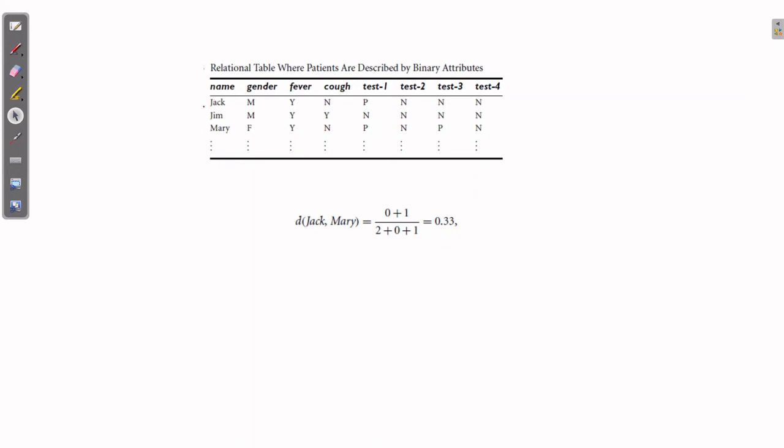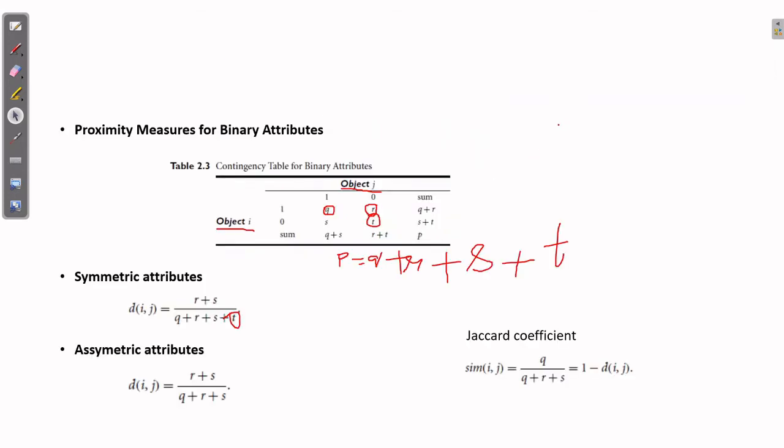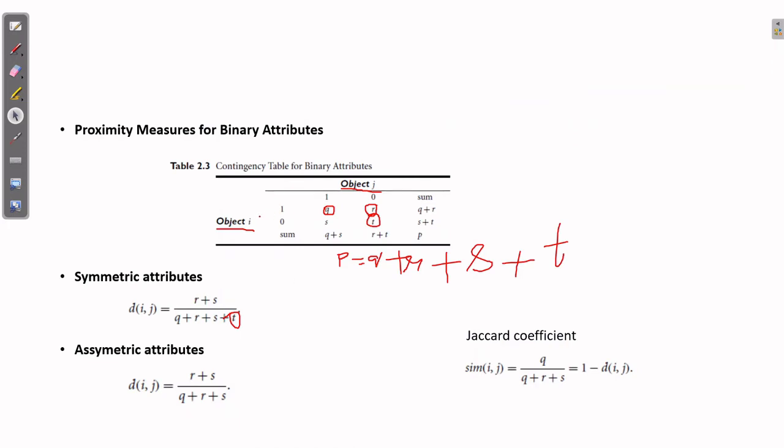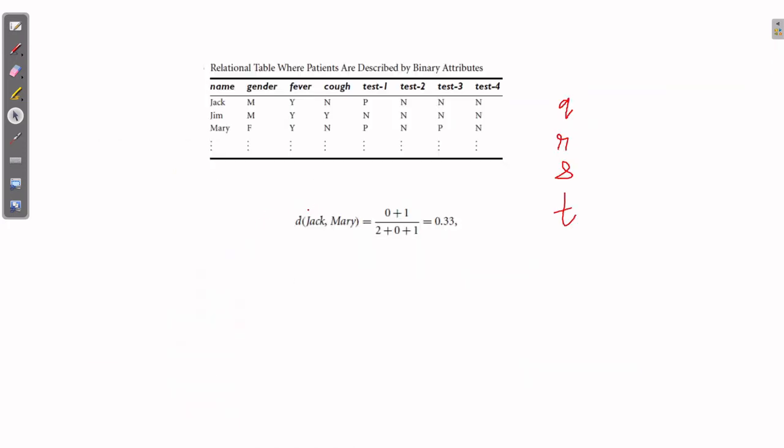You can take any pair. Here we are considering Jack and Mary. Now what do we do first? We calculate the Q, R, S, T measures. Count the Q, R, S and T values for this pair. What does Q mean? Q means both objects have the value 1. How many are there?